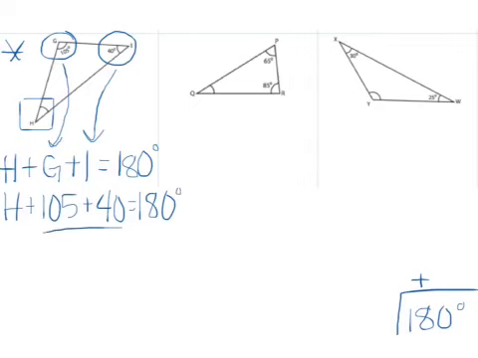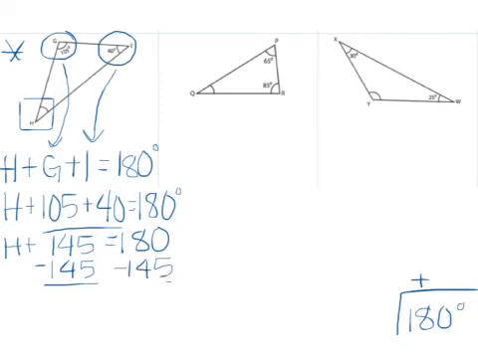We can simplify the left side of our equation. 105 plus 40 is 145. We bring everything else down, and now we have a simple equation. Because 145 is being added, we're going to do the inverse property by subtracting it and solve. h is equal to 35 degrees.